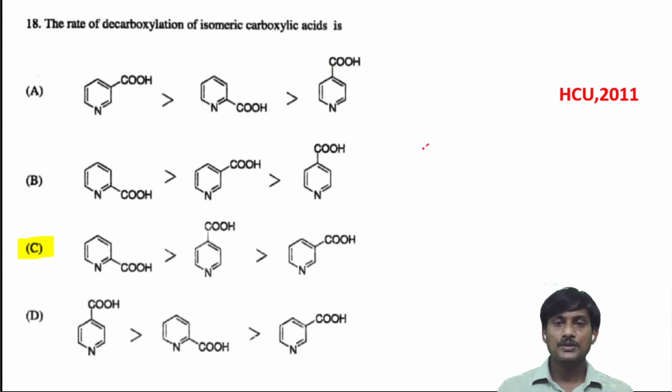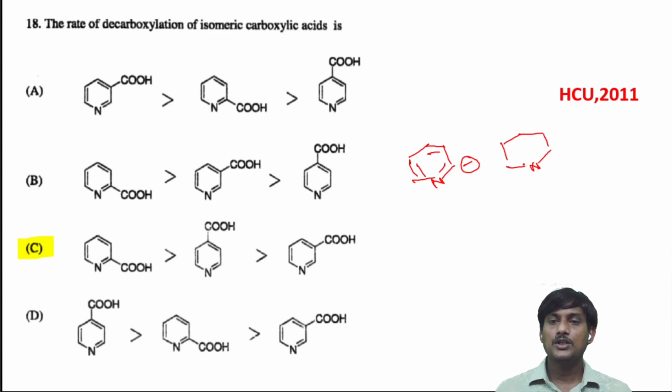So in this case, this is the pyridine, there is a formation of carbanion at this position. Suppose if COOH is attached at the second position, or if the COOH is attached at the third position, here this is the carbanion, and at the fourth position we have a carbanion.